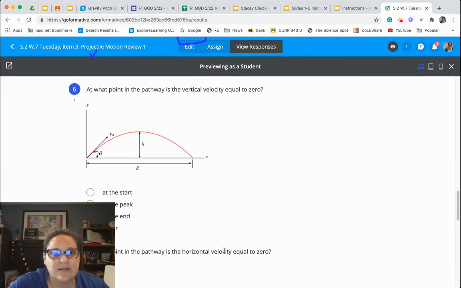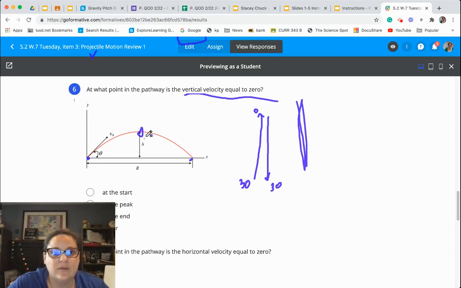Number 6, at what point in the pathway is the vertical velocity equal to 0? I've drawn this a couple of times already. Going upward, we go from some number, let's say 30, all the way to 0, and then back down, 30 again the other way. So when is the vertical velocity equal to 0? Right here at the top, we would call that the peak. So this would be the start, this would be the end, and then of course never is self-explanatory. So when is the vertical velocity 0? At the top there.